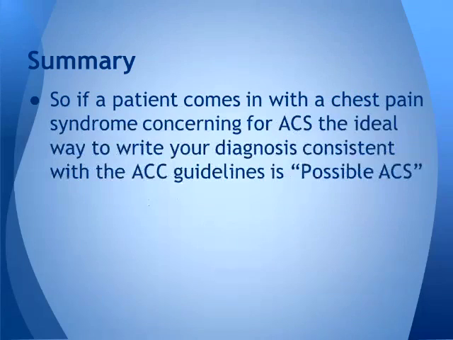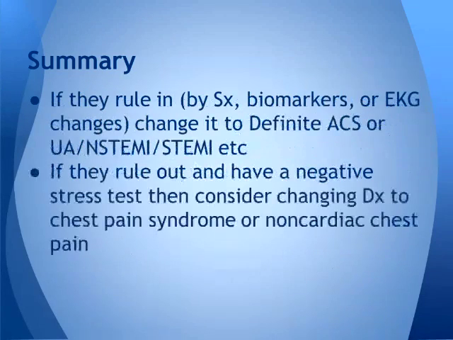So if your patient comes in with chest pain syndrome concerning for acute coronary syndrome and you want to get them stressed tomorrow, it's a lot better to write possible acute coronary syndrome or possible unstable angina versus unstable angina. If they rule in by symptoms, biomarkers, or EKG changes, you can change it to a definitive ACS diagnosis like unstable angina, non-STEMI, or STEMI. But if they rule out and have a negative stress test, then consider changing your discharge diagnosis to chest pain syndrome or non-cardiac chest pain.